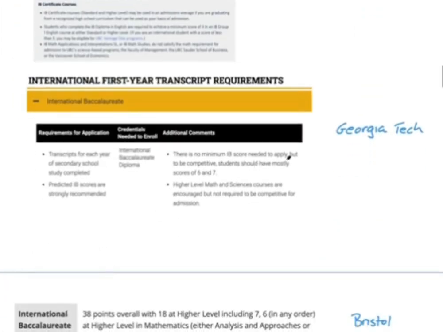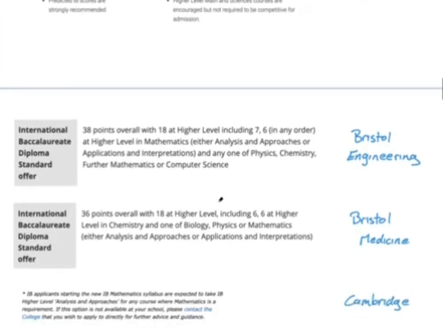This is one US university, Georgia Tech. Look, they're not as explicit in what they require, but obviously Georgia Tech's going to want higher level mathematics. They say it's encouraged but not required to be competitive. A lot of the time American universities are checking that you have challenged yourself in high school, whatever that may be. But certainly, again, if you want to get into a mathsy engineering course, higher level is probably going to be preferred, or at least analysis standard level.